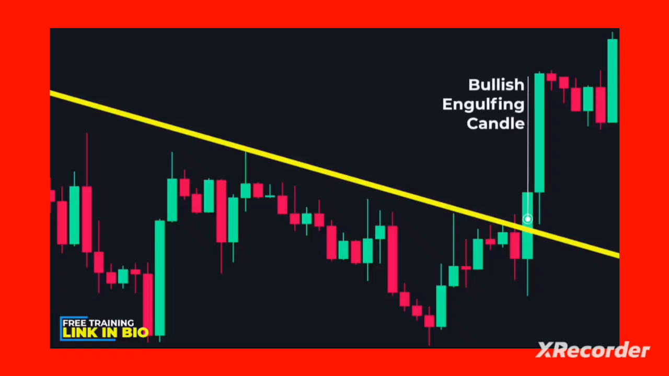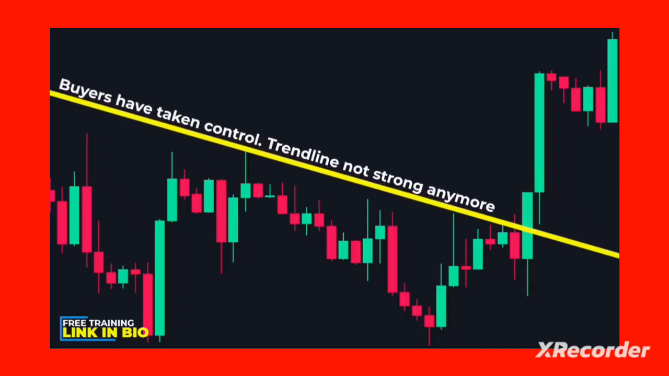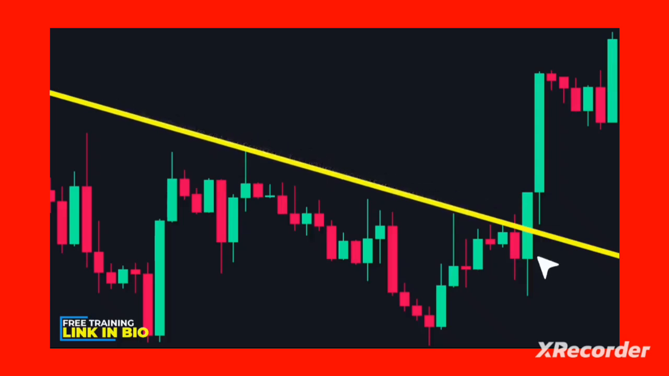It's a bullish engulfing candle. The low of the green candle is lower than the red candle. The high is higher than the red candle. Again, a very strong indication that the buyers have taken control and the trend line is not strong anymore. A buy trade could be initiated here as well.